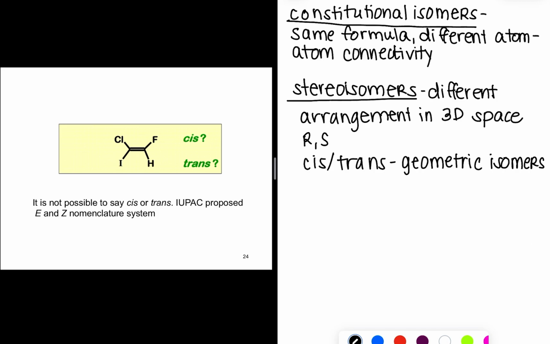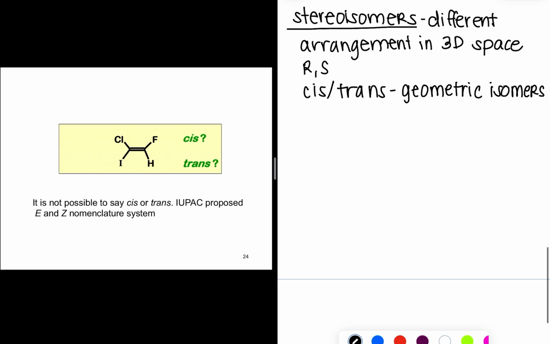So cis and trans is kind of a simple way to indicate whether something's on the same side or opposite side of the double bond. But then there's something like this one where it would be a little bit hard to tell. So what we have to do is we have to briefly go over the Ingold-Prelog system.